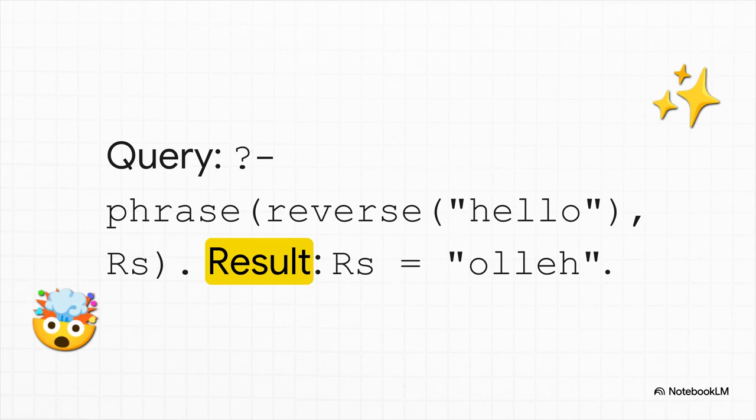DCGs aren't just for checking if something is valid. They can actually build things. We can give it the string hello and a variable, rs, and basically ask it, hey, can you solve for rs? And Prolog uses that same reverse logic to figure out the answer, OLLA. We've gone from just validation to transformation, and all from just 2 lines of code.